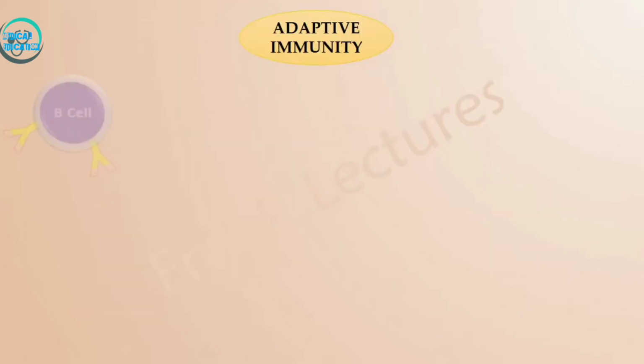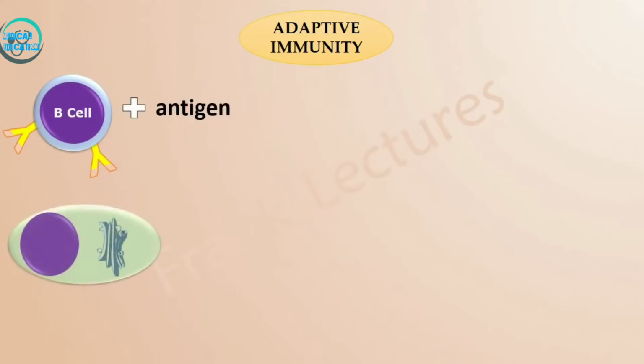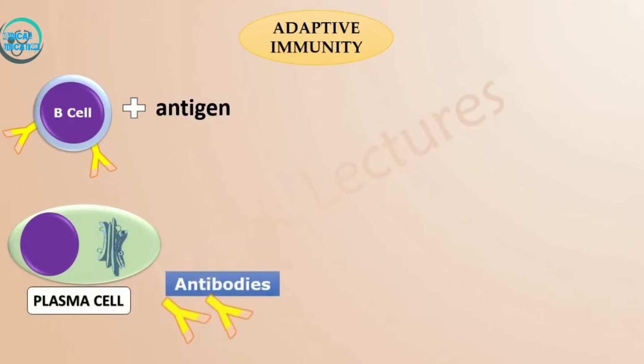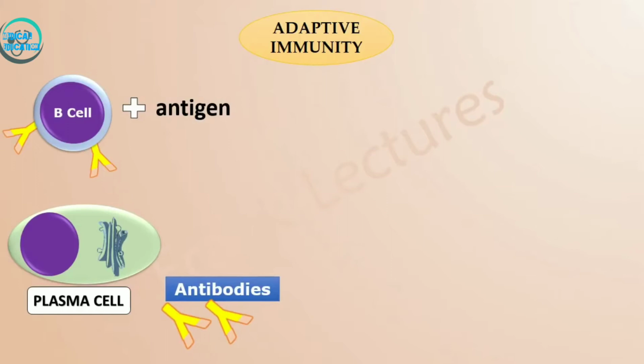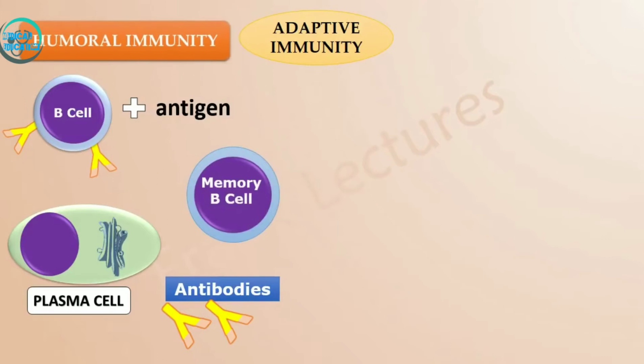When B cells recognize an antigen, they get activated and get differentiated into plasma cells. These plasma cells produce antibodies specific to that antigen. The antibodies bind to those antigens and activate defense mechanisms that lead to the destruction of the pathogen. Some of the activated B cells remain in circulation as memory B cells. This immune response is known as humoral immune response.